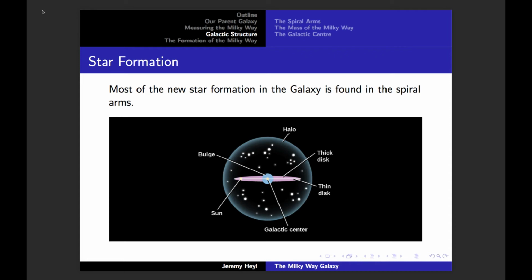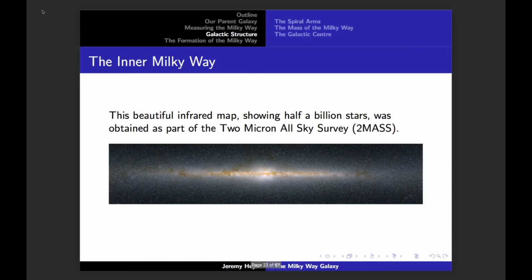In the middle is the bulge, which is stars that are typically older. There aren't that many young stars in the bulge, let's say. In the very center of the galaxy, near the galactic center, there are new stars forming, which is a bit of a puzzle. But in general, most of the star formation in the galaxy occurs in this thin disk, and in fact, in the spiral arms within the thin disk. And we'll look at some pictures of that.